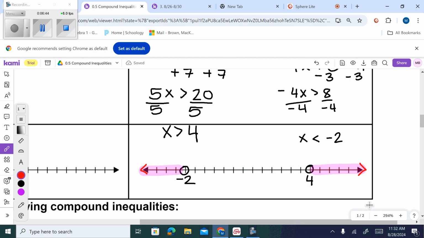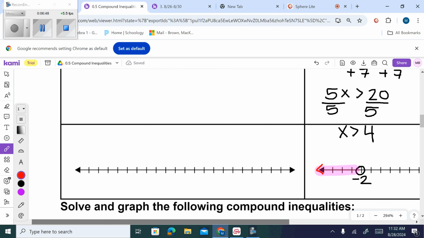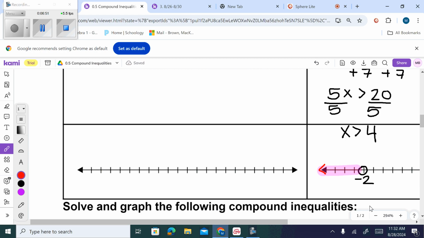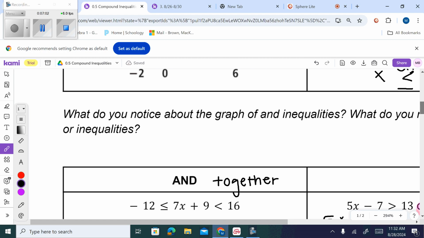Everybody okay? Opposite? Alright, go look at the and problems. If it is an and problem, which way did we say it should be going? Together, good, towards each other. Remember when those were going towards each other like that, up here?